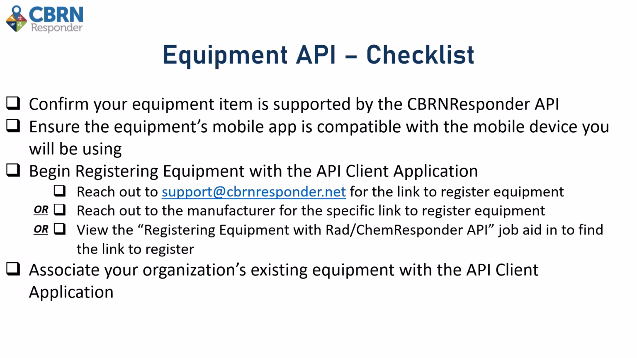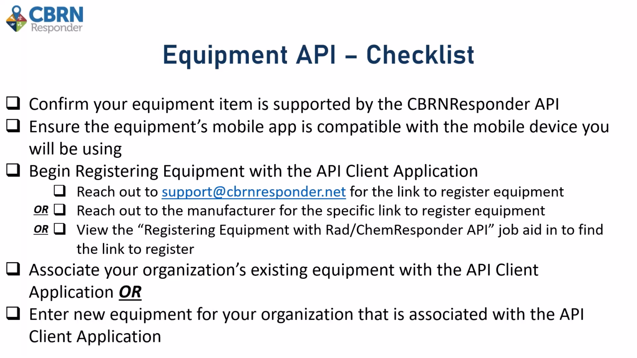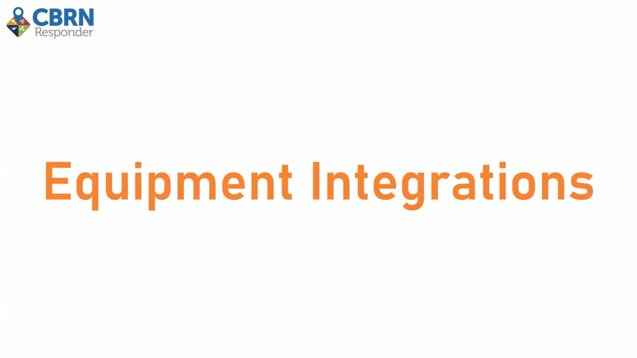And then the fourth item you'll want to do is associate your organization's equipment with the API client application. So this could be through the existing equipment if you already have it entered in CBRNResponder. If you don't have it entered in CBRNResponder yet, you can enter new equipment at that time to associate with the API client app.